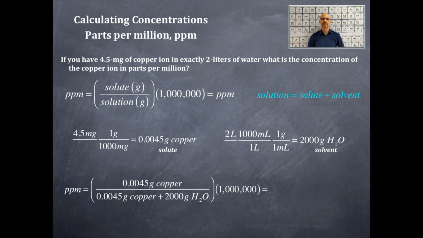The solution is the sum of the solute plus the solvent. So the parts per million is equal to, in the numerator, my solute of 0.0045 grams of copper. In my denominator term, I have the solution. That is the sum of the solute, 0.0045 grams of copper ion, plus the 2,000 grams of water. And that is the solution. Now we're going to multiply that by 1,000,000, and that will give me parts per million. So this is 2.2 parts per million of copper ions that are in this solution.